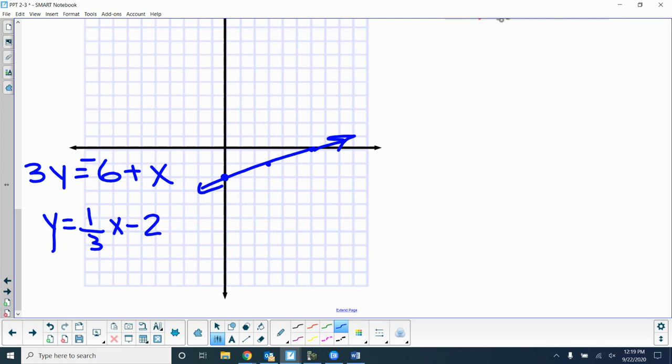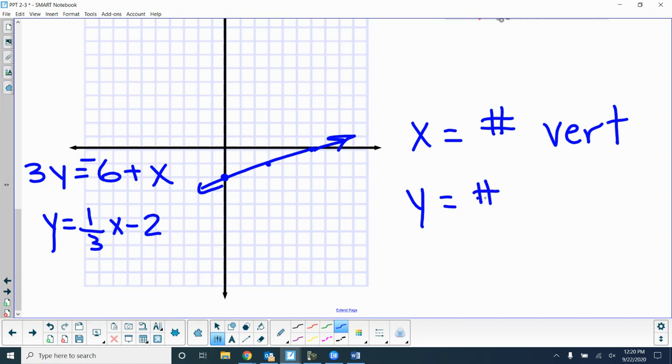36 and 38 are vertical, because it's x equals. Okay, again, x equals a number is always vertical. No y in it. Y equals a number, no x in it, horizontal. All right, learn that.